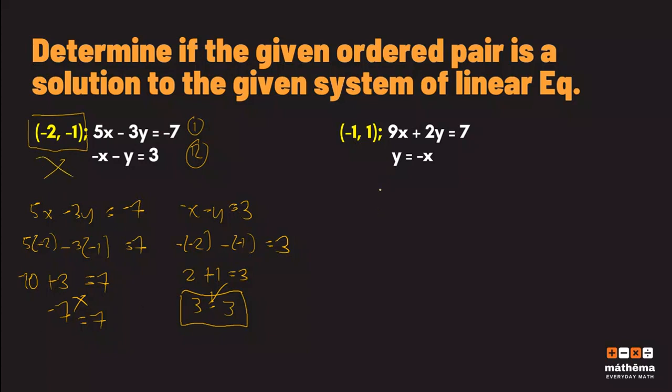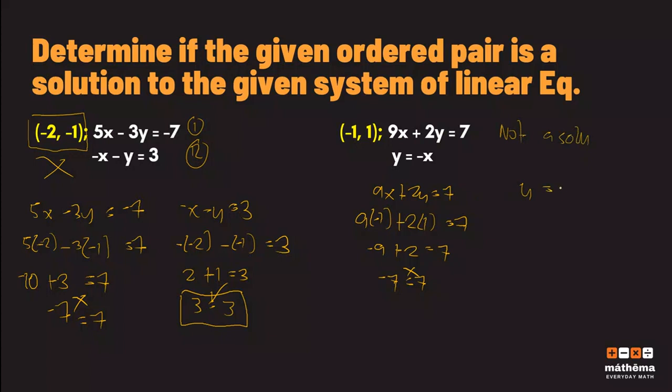Let's have the last one. We have 9x plus 2y equals 7. So 9 times negative 1 plus 2 times positive 1 equals 7. 9 times negative 1 is negative 9 plus 2 equals negative 7. This is not correct. So actually, you can stop from here, because once this is not true to the first equation, whether the other is true or not, it will make it not a solution, right? Not a solution. But then again, we are going to proceed.